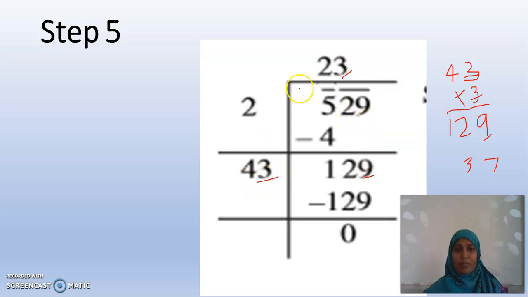Then how did I get this number? I have to multiply by 2. So I got 2 2s are 4. Then how to choose this number? It is by doing it in the rough column. Okay. If I place 7, 47 into 7, will I get 129? No, I will not get. So this is not possible. Is it clear, my dear children?